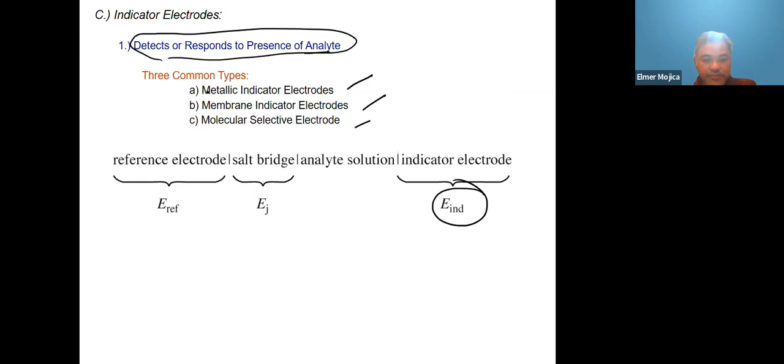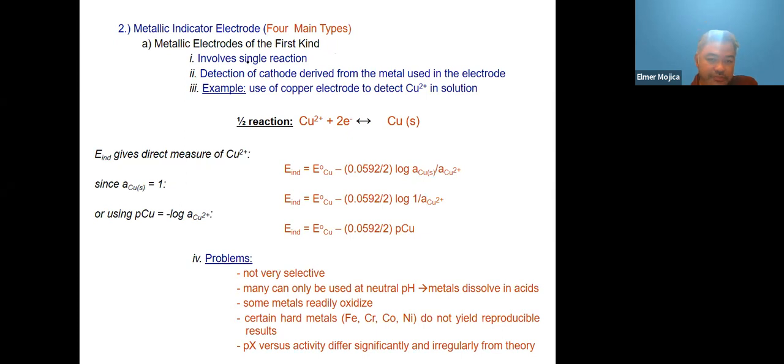Okay? So, if we're going to look at the metallic electrode, meron pa yung tinatawag nating 4 main types. Okay? So, yung parang metallic electrode of the first kind, metallic electrode of the second kind, or metallic electrode of the third kind. I'm not sure if you're familiar of that first kind, second kind, or third kind. I think the only one I remember is there's a movie that's called Close Encounter of the Third Kind.